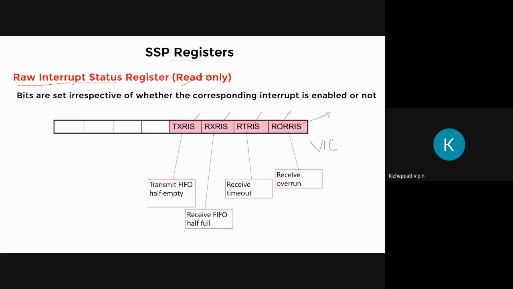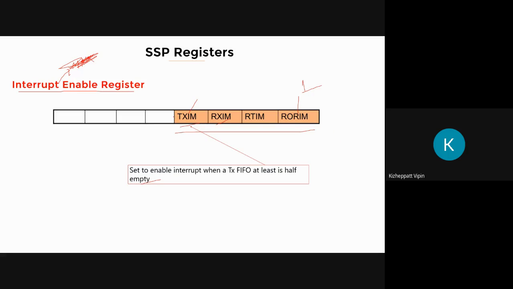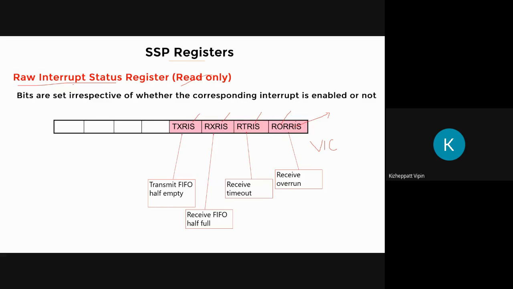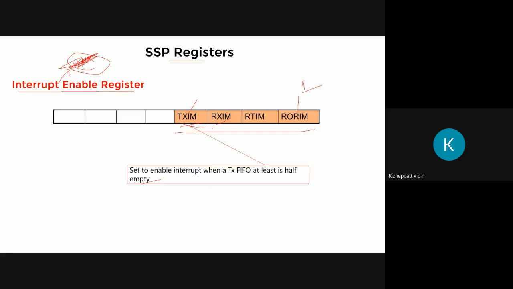So here also the same provisions are there, but this is not VIC. Within SSP itself, this provision is there. So raw interrupt means even if it is not enabled, I don't want to confuse you. Without using the term mask, it is difficult to say. If that interrupt happens, the corresponding bit will be set here, but the actual interrupt won't be raised. For the actual interrupt to get raised, the corresponding bit should be 1 here.